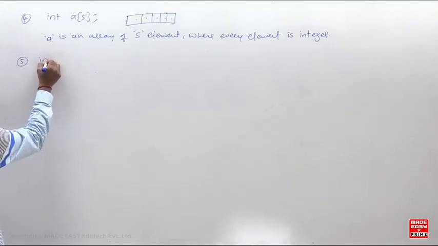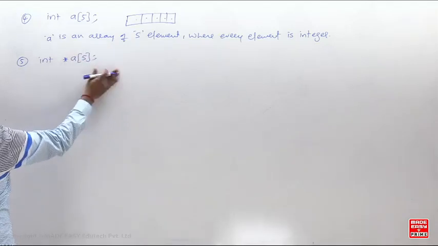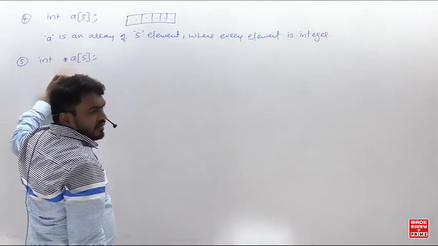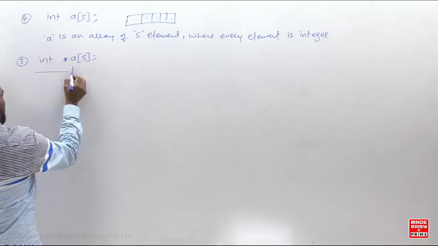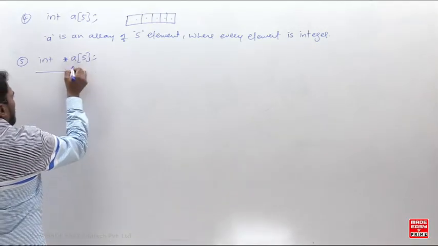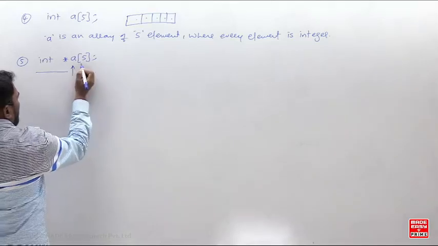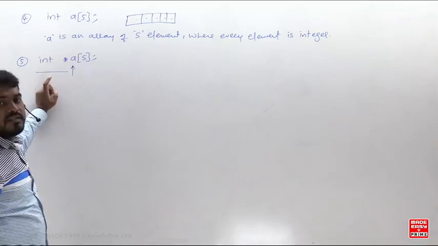So speed up. Integer star a of 5. This one you already wrote in the notes. What is this called? You start from left to right. Wherever the operand, stop there. So the operand is what? A. For this operand, two adjacent operators are fighting. There is a square bracket and a pointer.